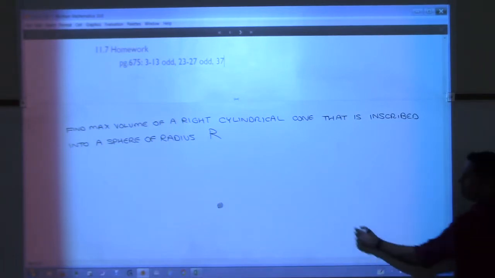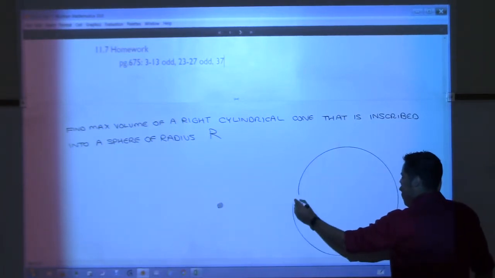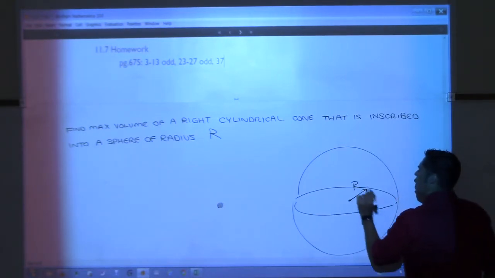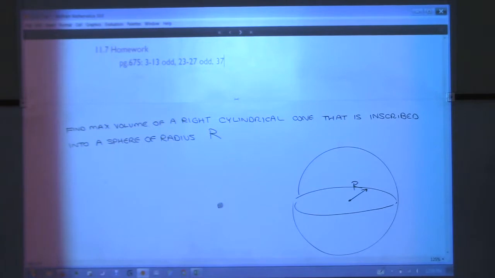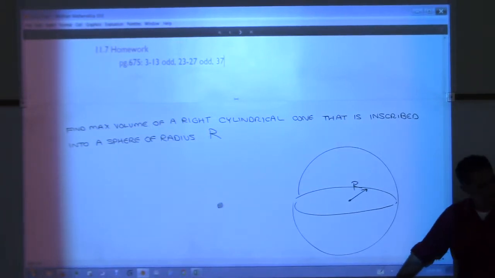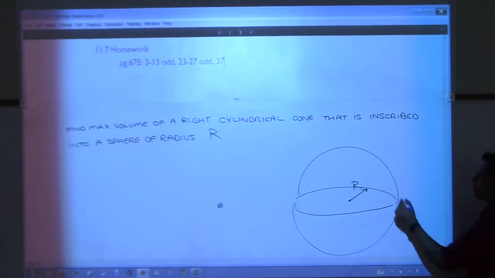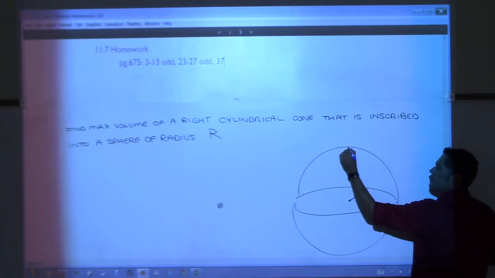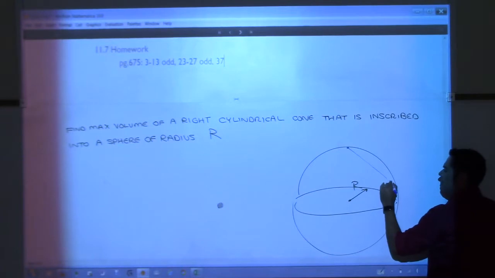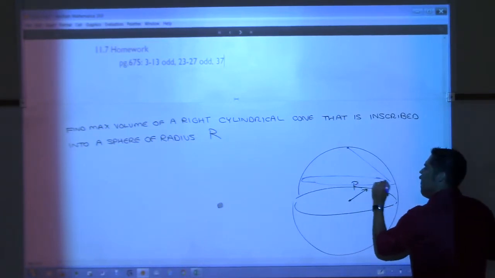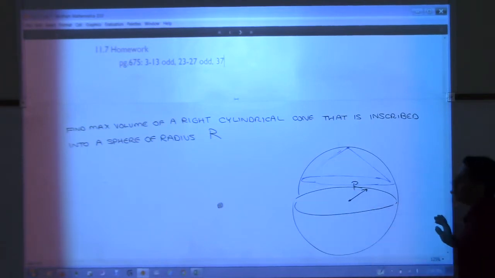So if I were to draw a sphere that has a fixed radius of capital R, and I try and fit a cone in here, a right cylindrical cone. So a right cone, we're all familiar with what a right cone looks like? Yeah? Okay, so starting at the North Pole of this sphere, I could have a cone that is very wide and short. That would be an example.